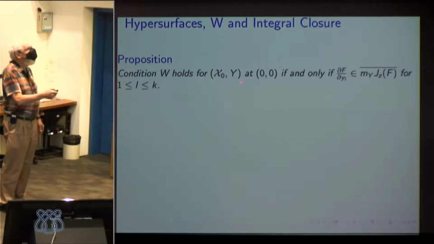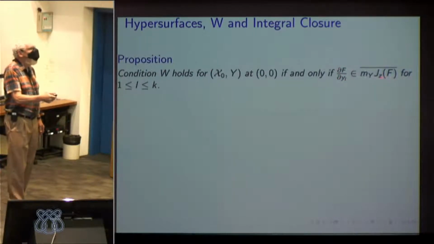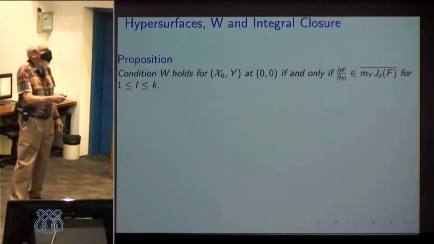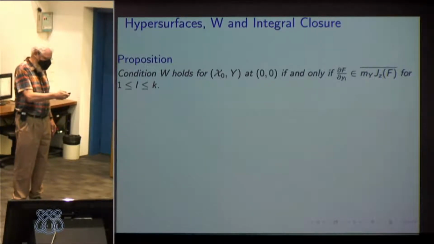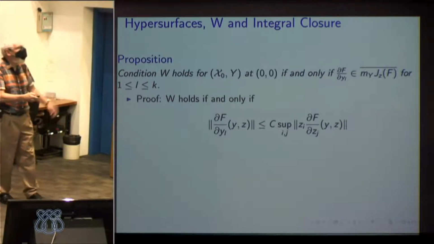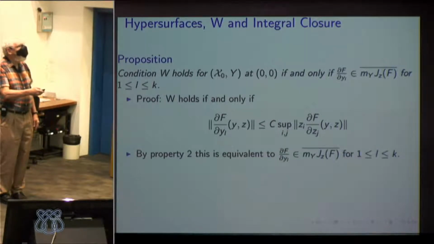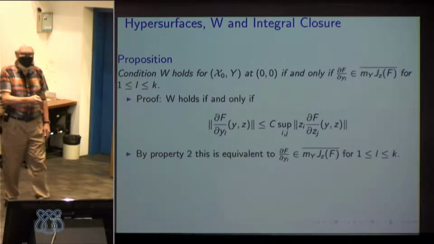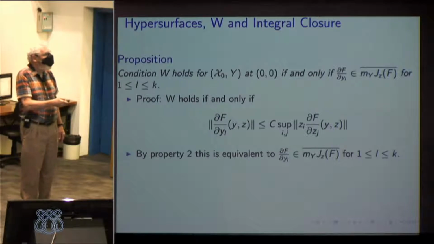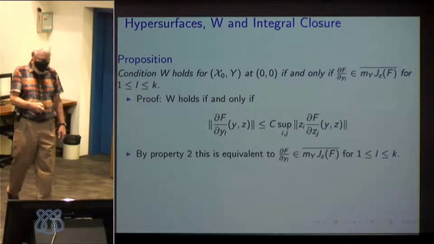We have that W holds for this pair at 0 if and only if these partial derivatives with respect to y are contained in the integral closure of the ideal that defines y times jz of f. And the proof is very simple. We know that W holds if and only if this condition holds. And by property 2, the analytic inequality property, that implies the result that we want. So that was pretty simple.